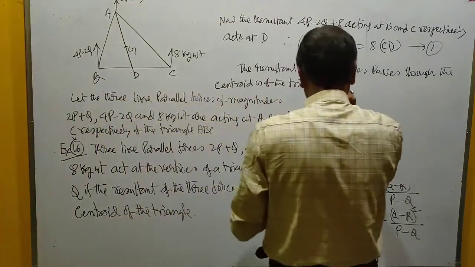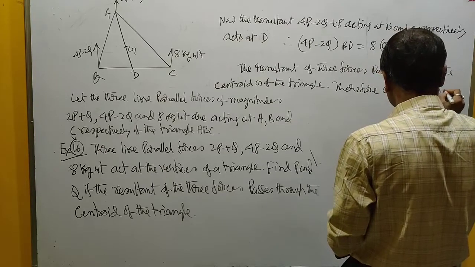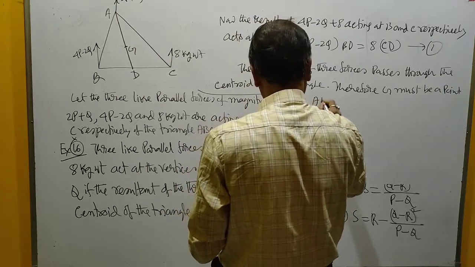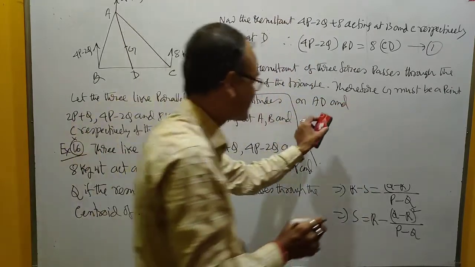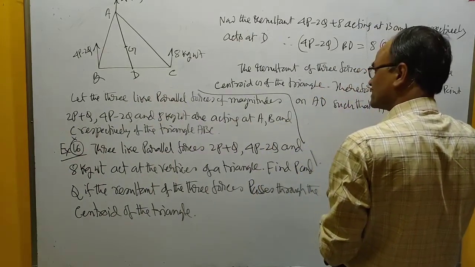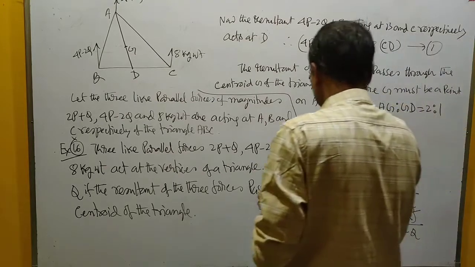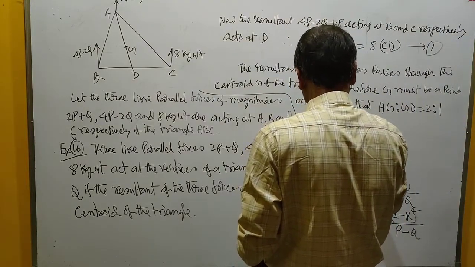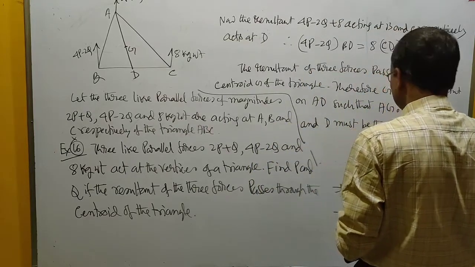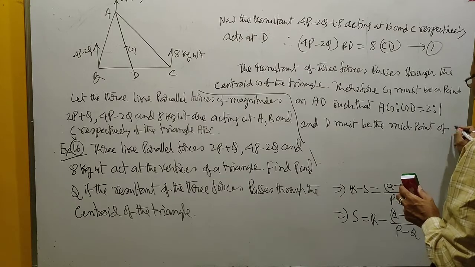Therefore, G must be a point on AD such that, as we have already discussed, AG to GD equal to 2:1, and D must be the midpoint of BC.